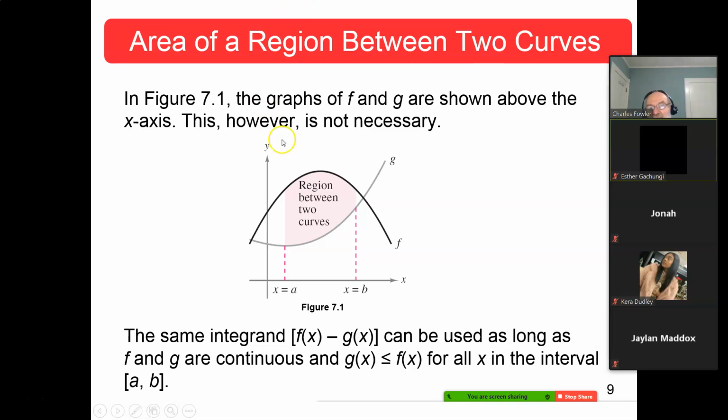You're still doing the difference of the upper one minus the lower one times your dx. And that's going to be true whether they're both positive, one's positive, one negative. It doesn't matter. That's still the same integral. f minus g can be used as long as f and g are continuous, and g of x is always less than or equal to f of x for every x on the interval a to b. So that requirement, that they both be above the x-axis, is no longer a requirement. Certainly it's true if it's there, so nothing's wrong with saying it, but it's not a requirement.